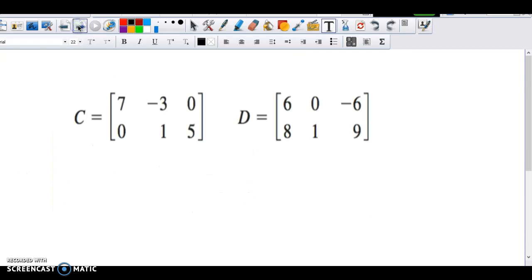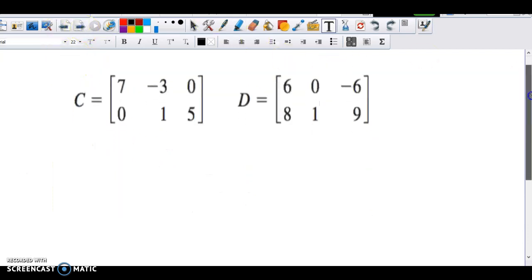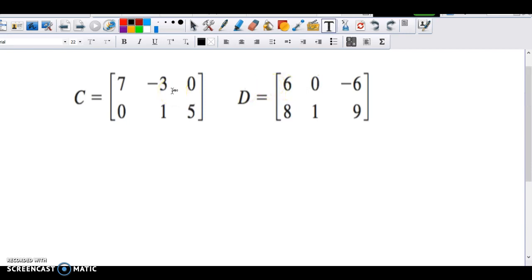If you're going to subtract matrices, it's the same exact thing, except just keep in mind the negative, okay? So let's say we're going to subtract these two. And again, you can go ahead and pause it and play it when you're ready. And welcome back. So we're going to do 7 minus 6 is 1. Negative 3 minus 0, negative 3. 0 minus negative 6 is positive 6. It's just really basic. You can see why the class is called elementary algebra or linear algebra, because that is what it is. You're dealing with lines, but it's just in a different way.